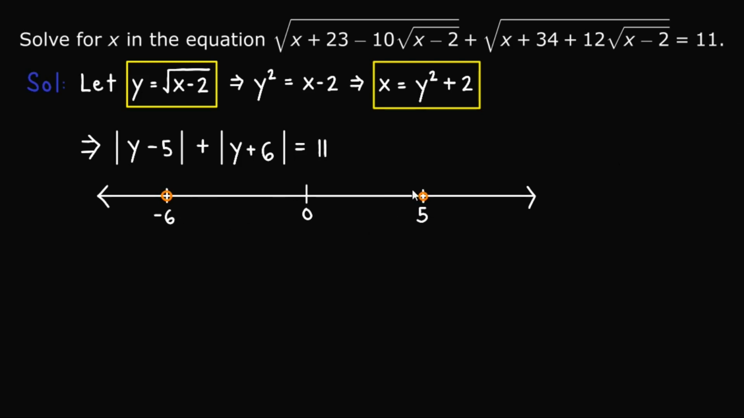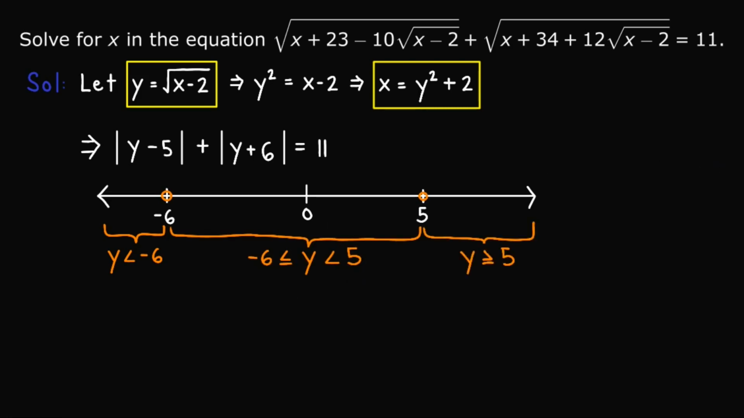These critical points will serve as dividers of the regions that we consider in absolute value equations. So it's like we divide this out here and out here. The first region would consist of values less than negative 6, so y less than negative 6. Then in between here we have y from negative 6 to 5. And lastly we have y greater than or equal to 5.